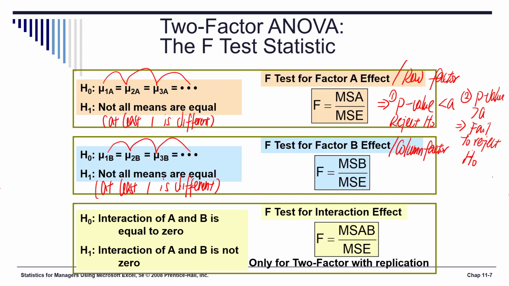And also we will test for the interaction. F test for the interaction effect, meaning do those two factors have interaction between each other. So H0: interaction of the column factor and the row factor is 0, another way of saying this, no interaction. And then H1: interaction of A and B is not 0, so that means there is interaction.